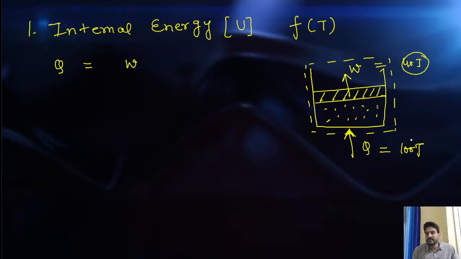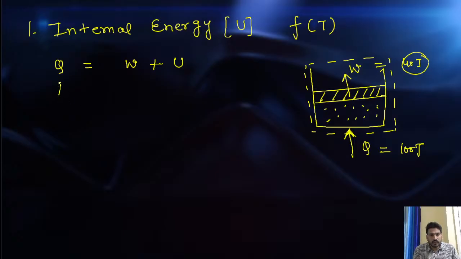Now, where is this remaining 60 joule going? This is going into the internal energy of the system. So the internal energy of the system is changed by 60 joule. I hope that this is clear to you. So this is Q equals W plus U, right?